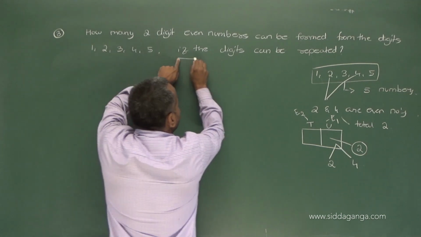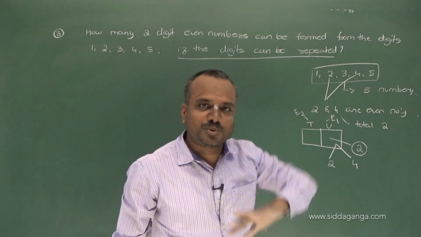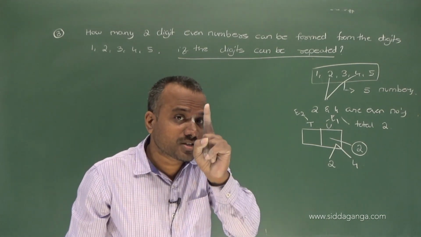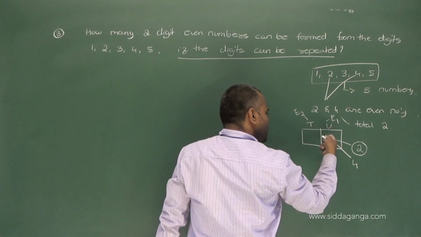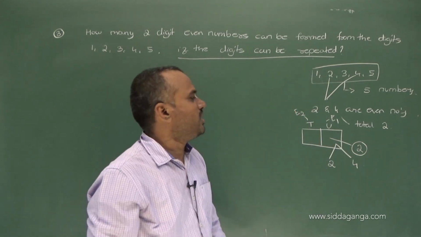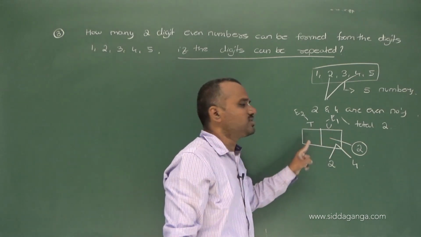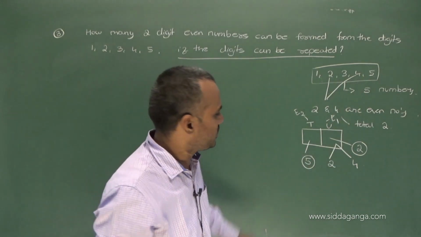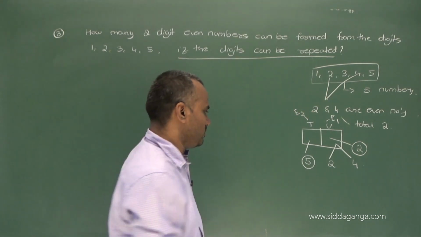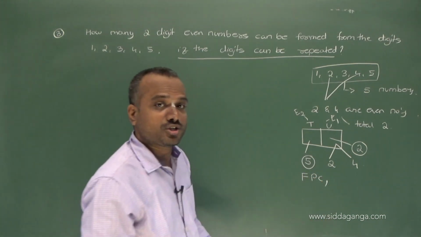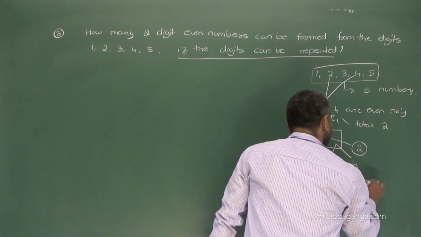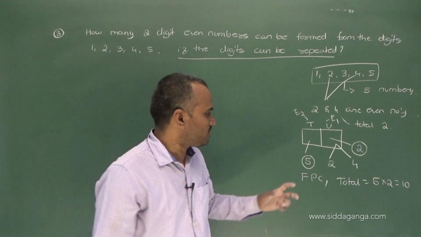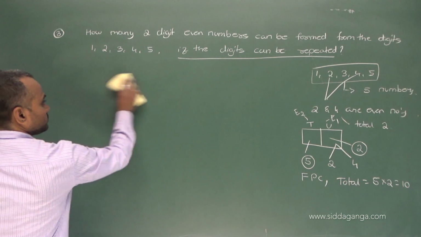Observe here: in earlier problems repetition was not allowed. For this problem, repetition is allowed. That means if I insert 2 in the unit place, the same number I can insert in the tens place also. If I insert 4 in the unit place, the same number I can insert in the tens place also. So this can be filled in 5 ways. E2 is completely dependent upon E1. According to the fundamental principle of counting or multiplication rule, total number of ways is 5 into 2. How many ways? 10 ways. This is the answer.